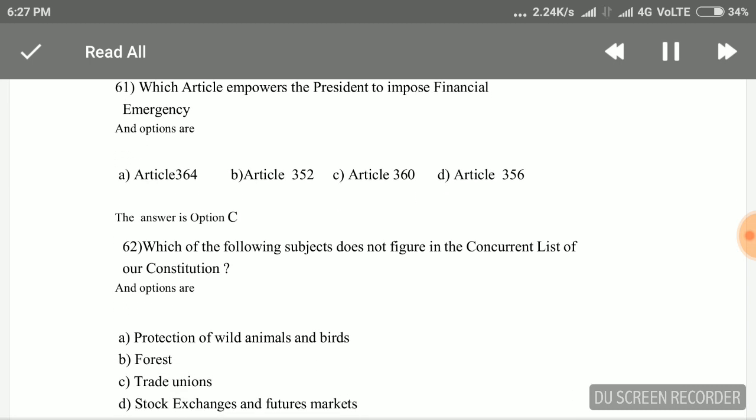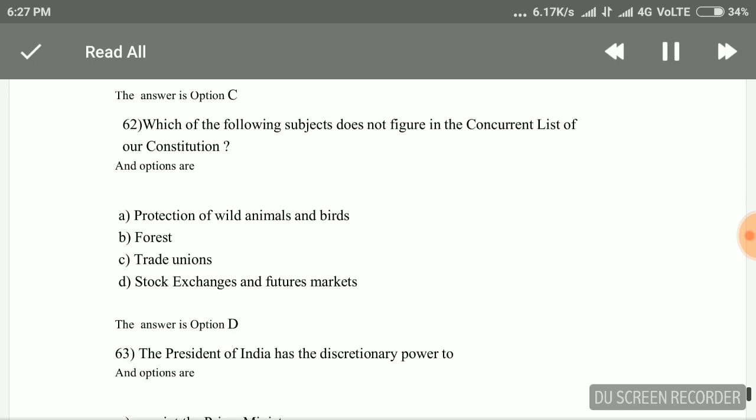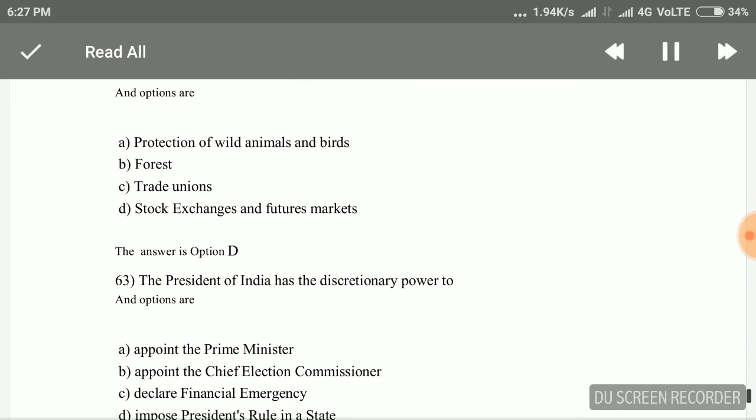62. Which of the following subjects does not figure in the concurrent list of our Constitution? And options are A. the protection of wild animals and birds, B. forest, C. trade unions, D. stock exchanges and futures markets. The answer is option D.